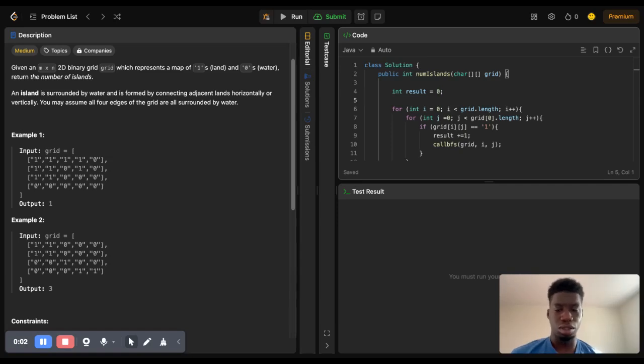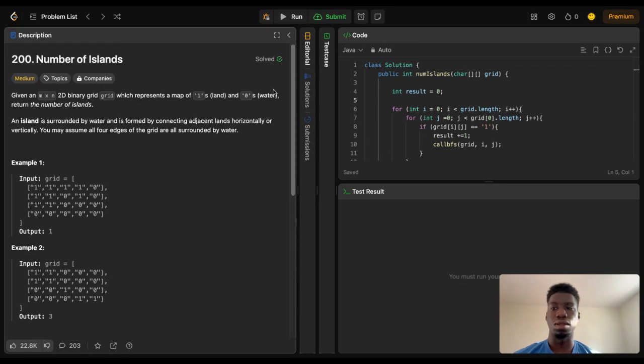Yeah, this is a continuation of what I was talking about, and we're gonna go through a LeetCode example. The question is called Number of Islands.